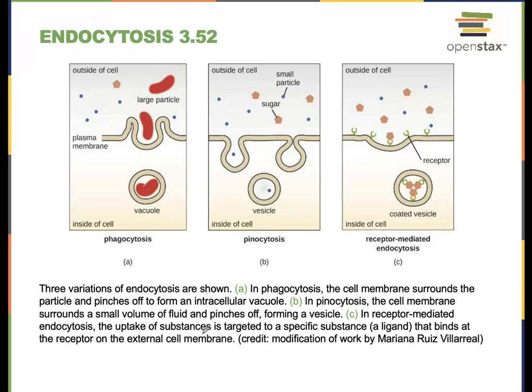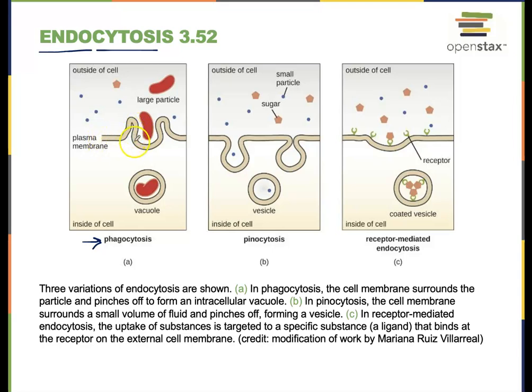All right, we're wrapping it up. The process of endocytosis: we already talked about phagocytosis, which is cell eating, but there are other kinds of endocytosis. So endo means to bring in, and cytosis refers to the cell. So let's look at phagocytosis.